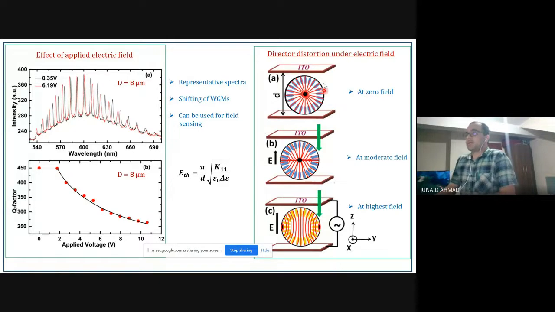What happens in the case of liquid crystal droplets? This is a schematic diagram. The red lines denote the director, and the ellipsoids are molecules. When there is no field, the molecules are arranged like this in the droplet. But when you apply the field, the director tries to align towards the field direction to minimize the electrical energy contribution. Eventually, at extreme fields, all of these molecules orient in the field direction. This change in structure is supposed to affect the optical properties of the droplet, because the whispering gallery modes circulate right at the interface. So any change at these positions will definitely reflect in the whispering gallery mode positions.